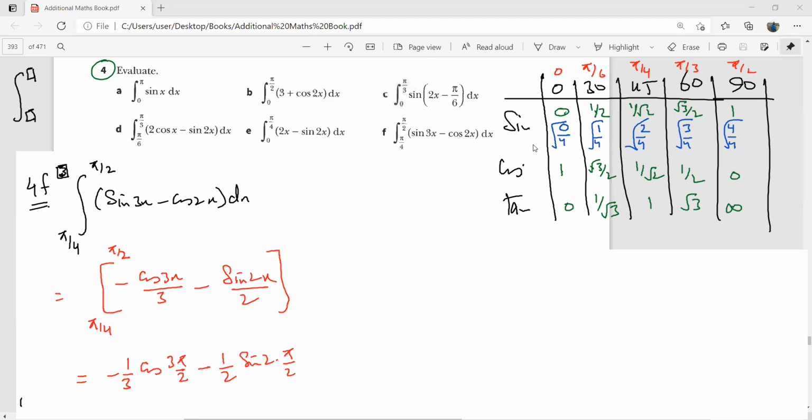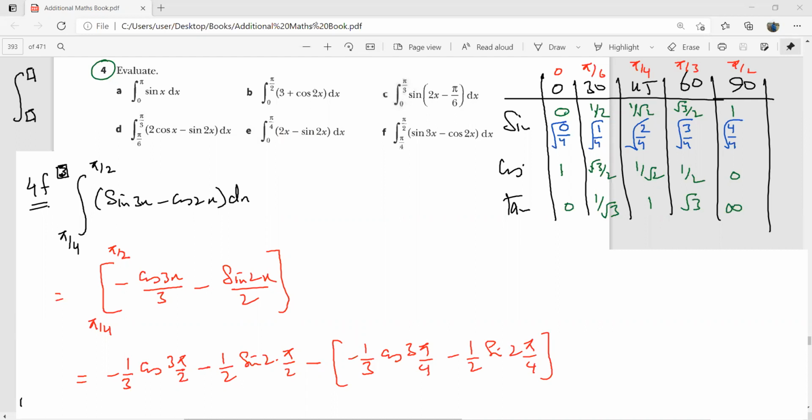You will rarely have to use your calculator in degrees mode in your additional mathematics paper. Please remember that, okay? So this is minus 1 over 3 cos 3 pi by 4 minus half sine 2 pi by 4.